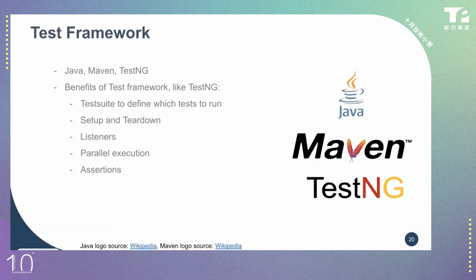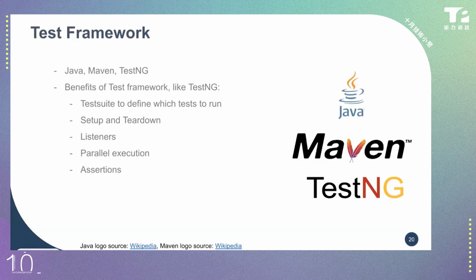Now, TestNG is a test framework, and it provides several benefits that are very helpful for us when we want to test our application. The first would be that we can have a test suite, which allows us to define which tests we want to run. For example, a class with several test cases or several classes with several test cases that we want to run. It also allows us to define, for example, which devices we want to run these tests on. We will have a closer look at how this will look later on.